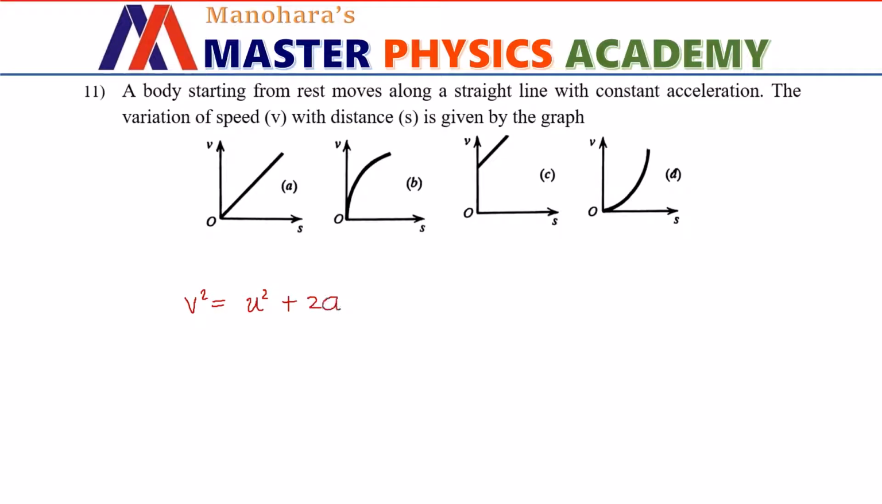Here it is given that initially the body is at rest, that means u is equal to 0. The equation reduces to v squared is equal to 2as, which is similar to the equation of a parabola. Now notice that when s increases, v also increases, but the increase in v will be less than that of s. So option B is the right choice.